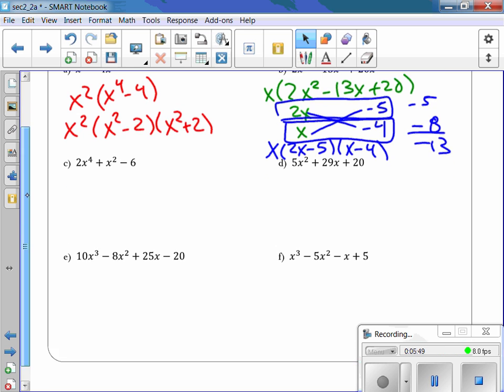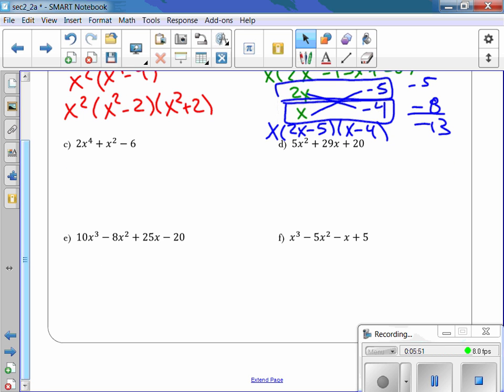What about C? We have 2x to the 4th plus x squared minus 6. What should we do here? Is there a GCF?